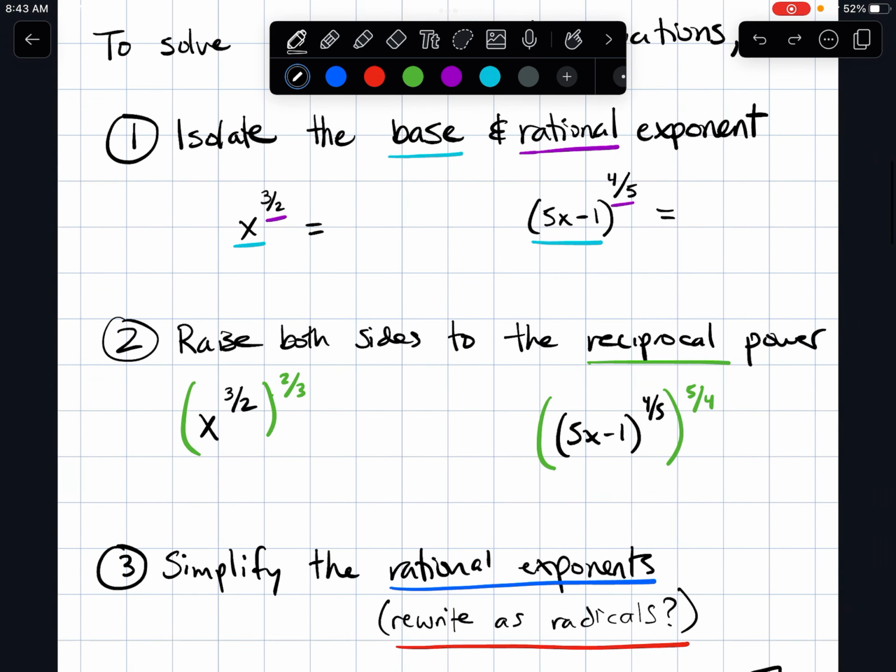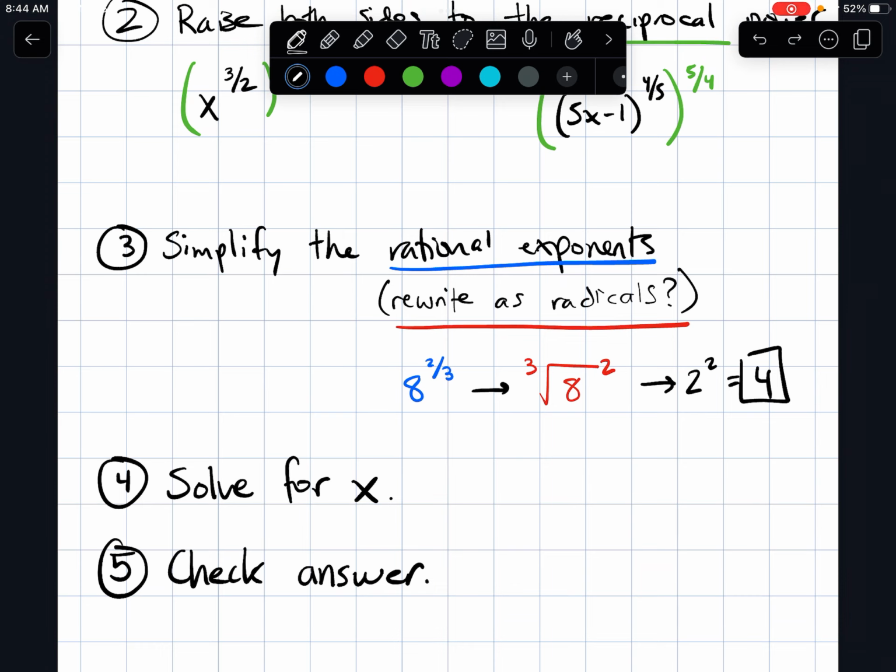You want to raise both sides to the reciprocal power. So if I had x to the 3/2 power, I would want to raise both sides to the 2/3 power. The reason why is because when I do this, the 2 in the numerator and denominator will cancel out, and the 3 in the numerator and denominator will cancel out, leaving me with just the letter x. Same thing, if I had 5x minus 1 to the 4/5 power, I could raise it to the 5/4 power because the 5's would cancel and the 4's would cancel, leaving me with just a 5x minus 1. So this is a good strategy for eliminating those rational exponents. You have to raise both sides to the reciprocal power.